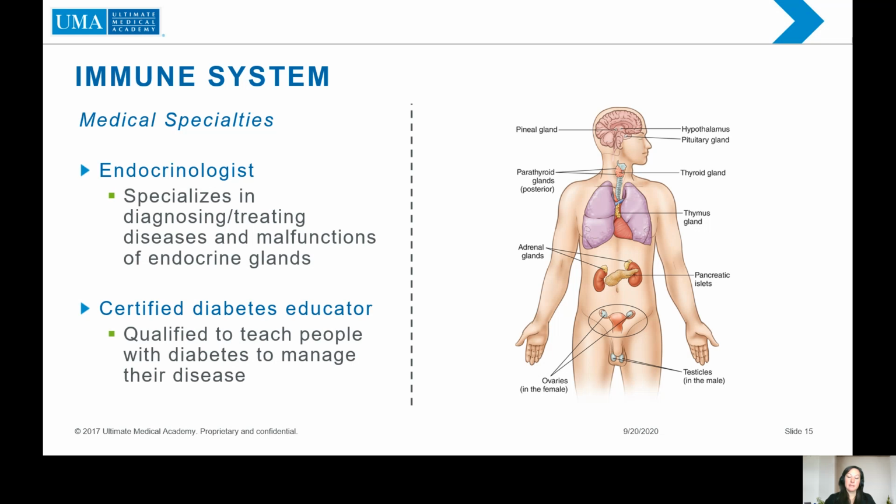So remember, the different types of endocrine system that you can see here on the right would be the pineal gland, the hypothalamus, pituitary gland, thyroid gland, thymus gland, pancreatic islets or the pancreas, the male testicles, the ovaries, adrenal glands, and the parathyroid glands. All of these glands are going to help with your body in regulating homeostasis and making sure that your body stays balanced.